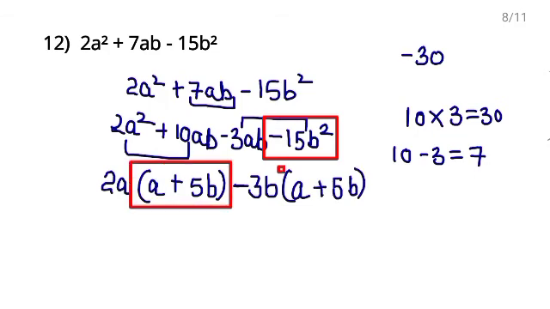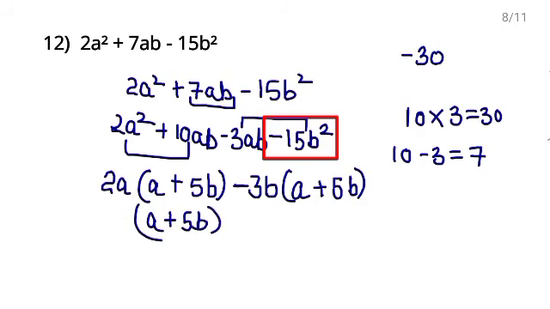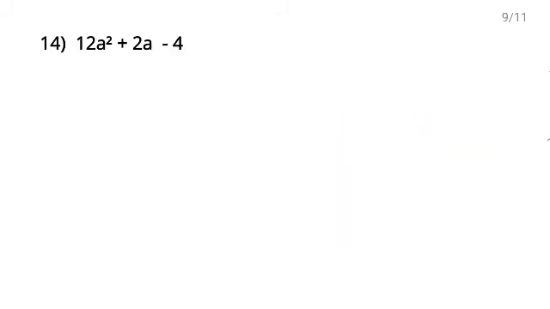Now these are common binomial factors, so you can take it common, a plus 5b. Now in the bracket you are left with 2a minus 3b, right? So mention here 2a minus 3b. This is your answer. Now next question, question number 14 is 12a square plus 2a minus 4.